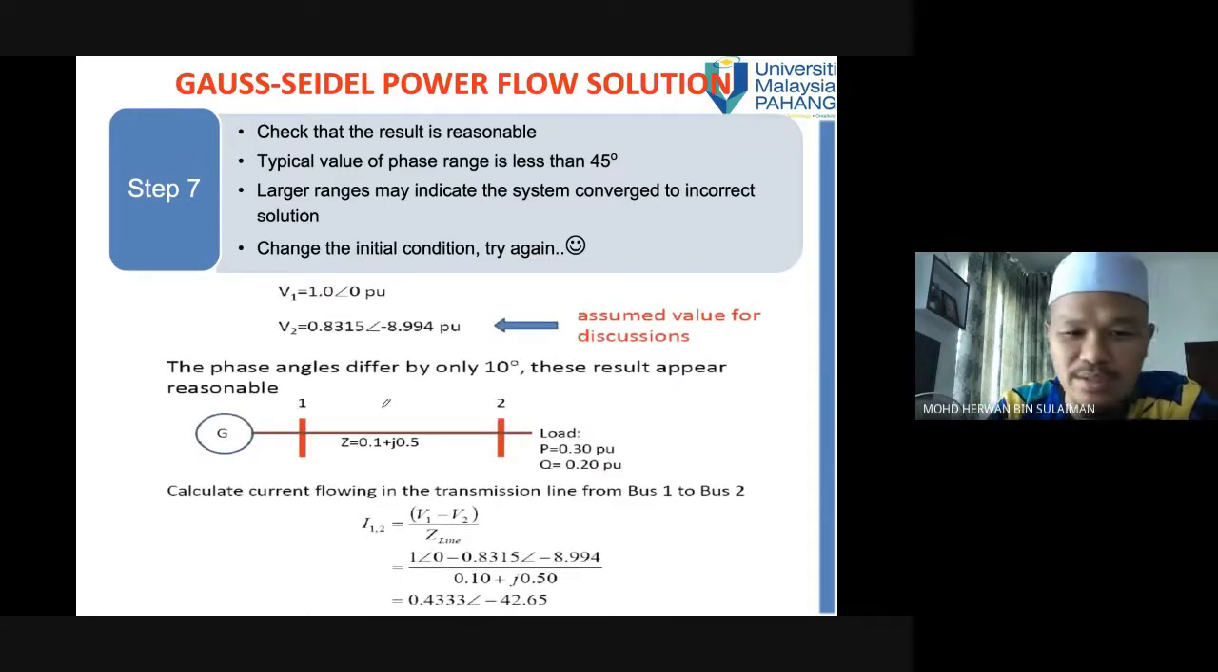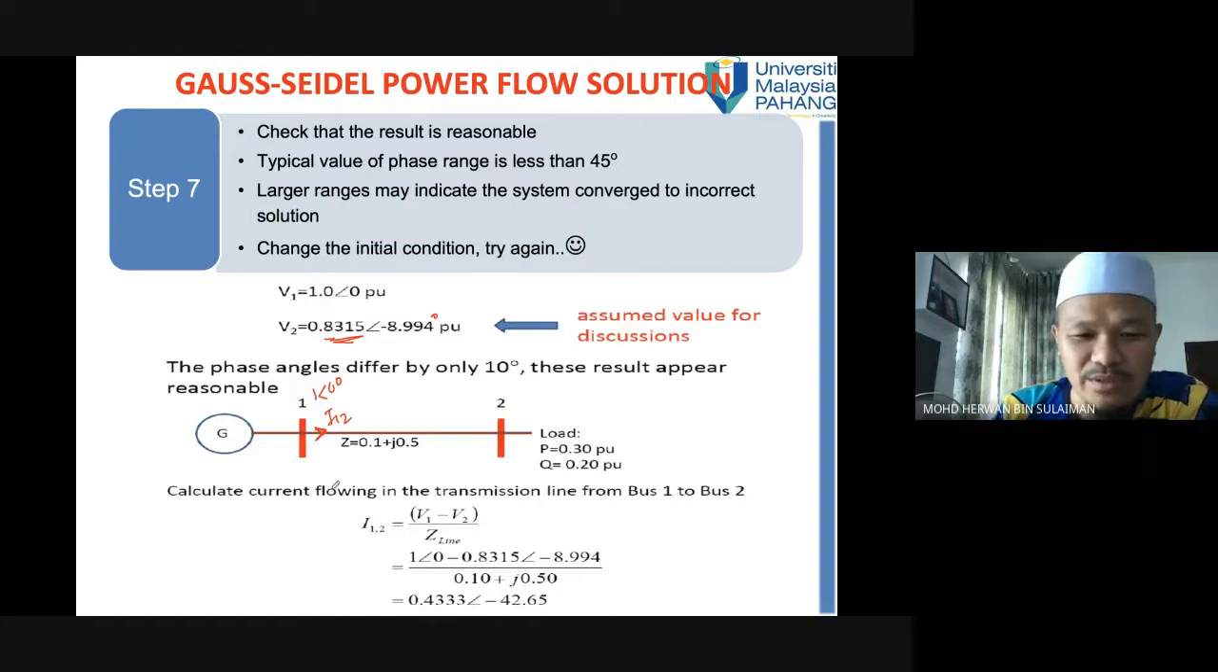So let's say in your final iteration you get 0.8315 at an angle of minus 8.994 per unit. Let's say we have this value for V2. Since we know V1 is 1 per unit, we can find our current flow here. I12 equals V1 minus V2 divided by Z, or times your Y. So you get your current 0.433 at minus 42.65.